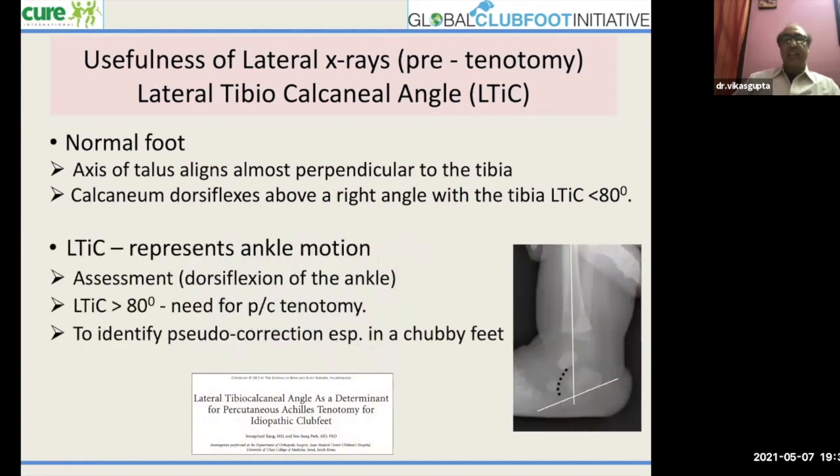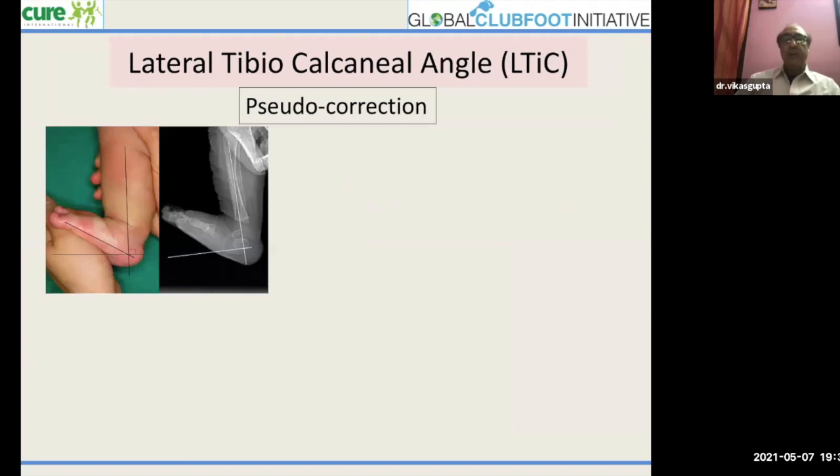So why is this angle important? Because this angle represents pure ankle motion, not affected by the midfoot positioning. And this assesses the dorsiflexion at the ankle joint and defines the need for percutaneous tenotomy, not in every case, especially in a child when there is a doubt, chubby feet, as to whether it's a pseudo correction or the deformity is actually still not corrected. Okay. So these are some of the cases.